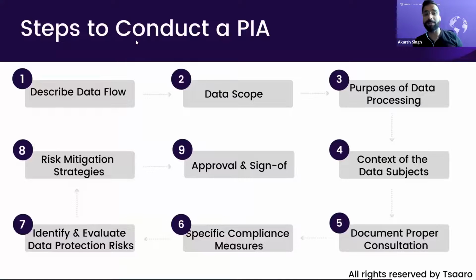So, what are the steps to conduct a PIA? Describe: figure out where your data is and what data is in the process. Think about the scope of the work that you're going to do. Think about the purpose of data processing. Why are you processing the data? Think about the context of data subjects. Think of documents for proper consultations. What are the specific compliances? Identify. This is a good slide, guys.